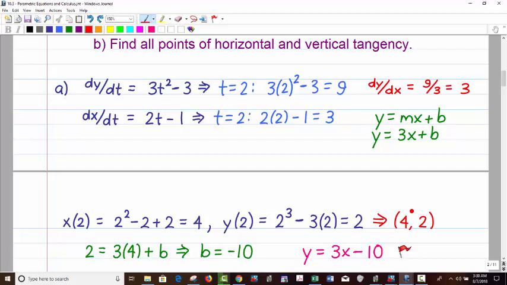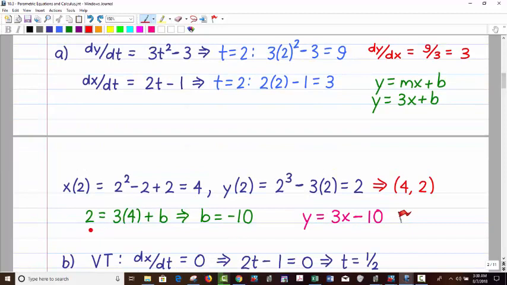And so there's my x. There's my y. I can now solve for b. Put in 2 for y, 4 for x. 2 equals 3 times 4 plus b. b equals negative 10. So y would equal 3x minus 10.